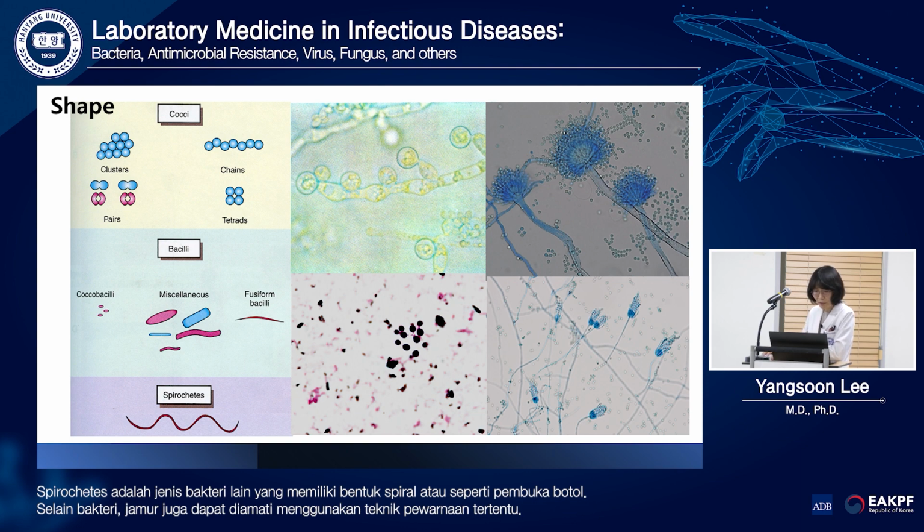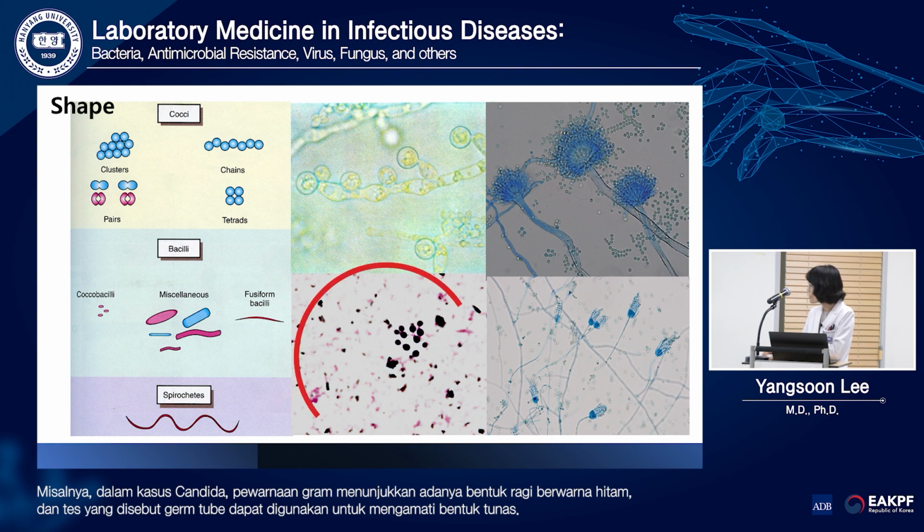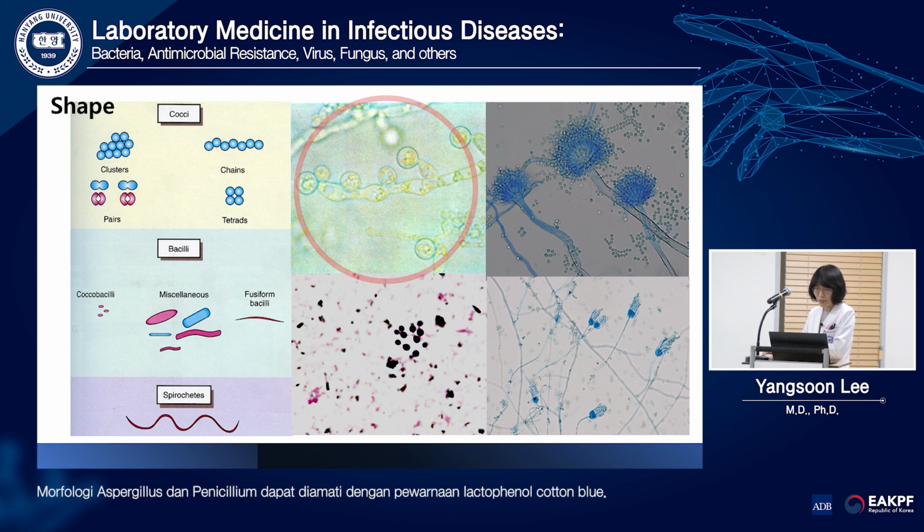In addition to bacteria, fungi can also be observed using staining techniques. For example, in the case of Candida, gram staining reveals the presence of a dark-colored yeast form here. And a test called germ tube can be used to observe the forming of budding, like this. The morphology of Aspergillus and Penicillium can be observed using the lactophenol cotton blue stain.